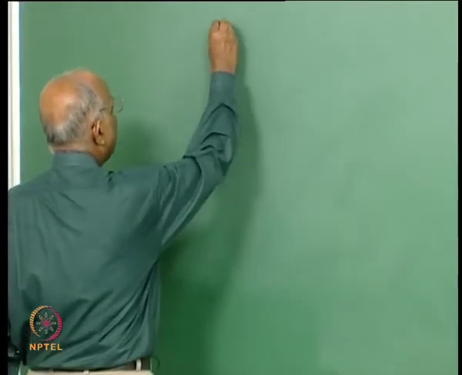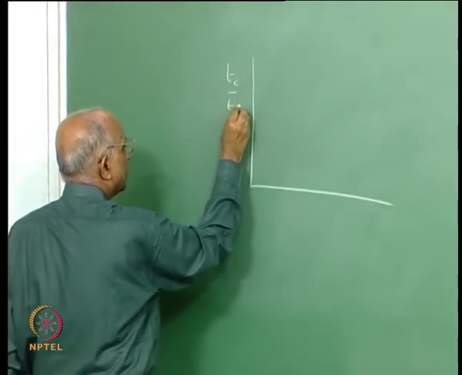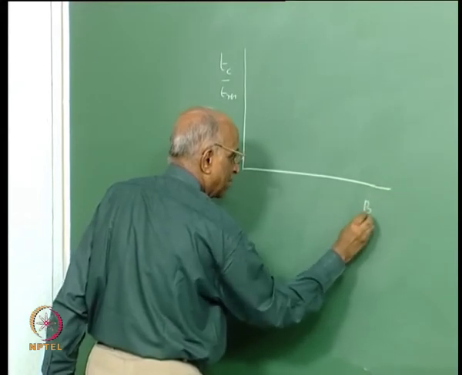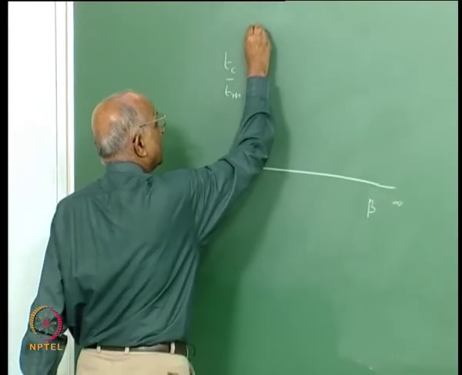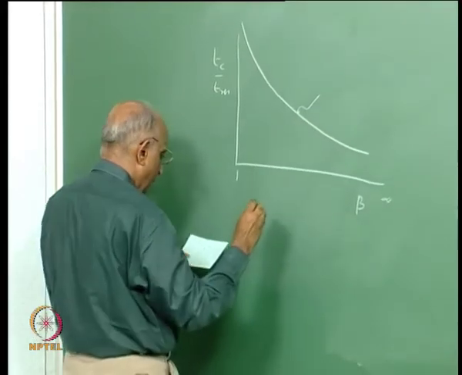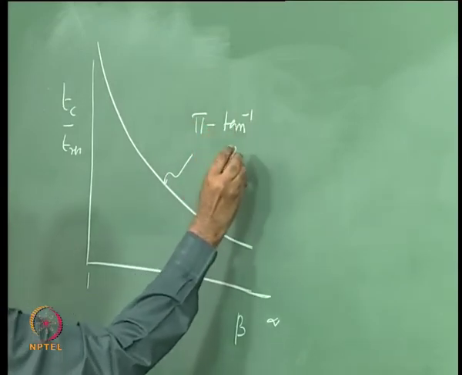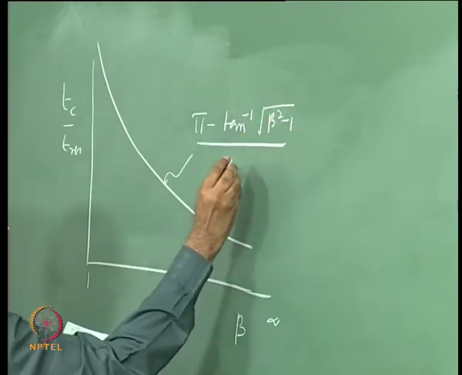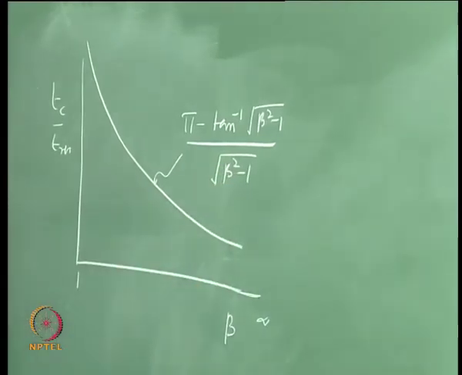Let me get back to our stability diagram in which we had Tc divided by T residence as a function of beta, going from 1 to infinity. Initially, for very large values, Tc infinity, we had this value, and we had this boundary which was given by pi minus tan inverse of root beta square minus 1, divided by under root beta square minus 1.